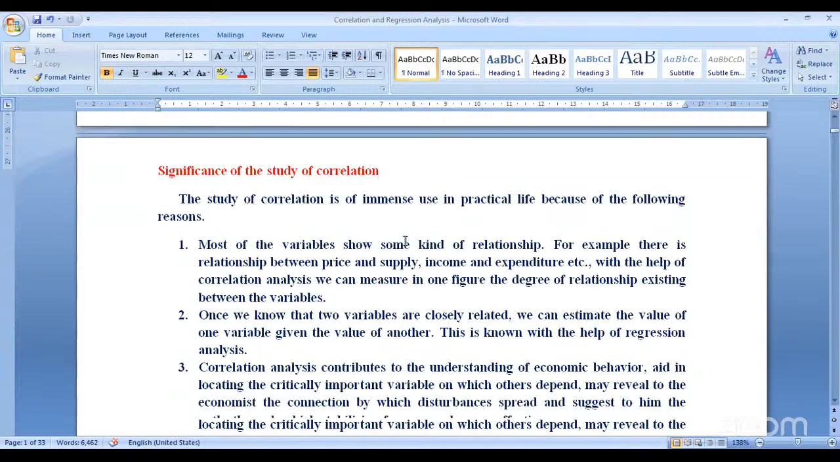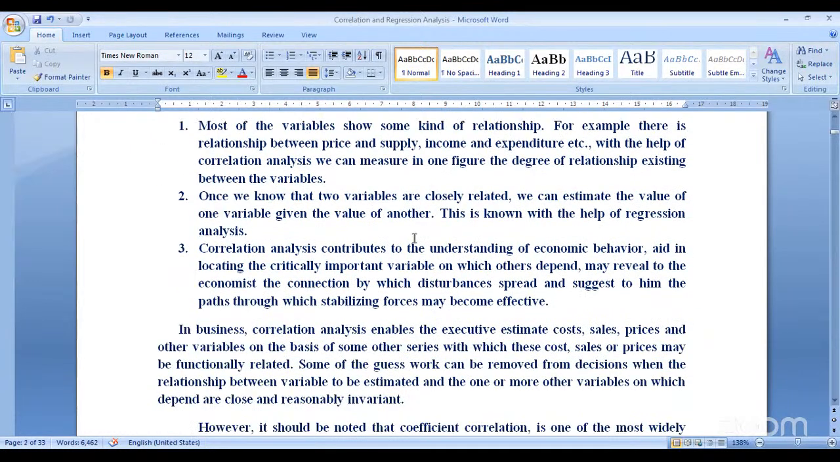Okay. Then the next one is the significance of the study of correlation. The study of correlation is of immense use in practical life because of the following reasons. Most of the variables show some kind of relationship. For example, there is a relationship between price and supply. If the price increases, based on the requirement the customer demands the product. If the customer demands more, then immediately the supply also increases.